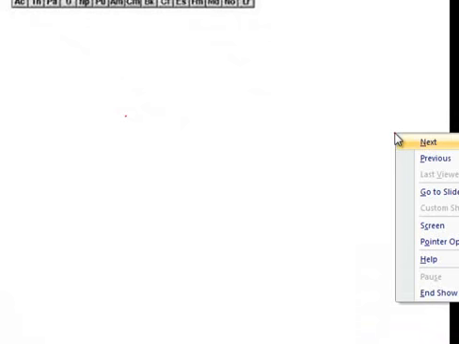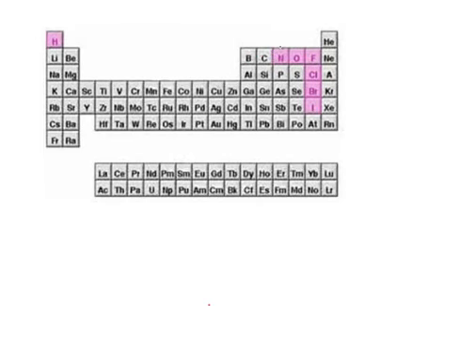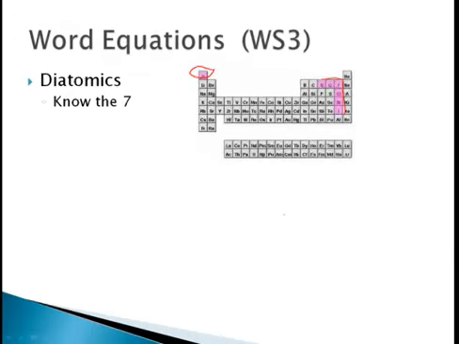Okay, in this podcast we're going to talk about word equations. A few things we need to keep in mind when we're doing that. The first thing is we need to pay attention to diatomic elements. You need to know that there are 7, and remember on the periodic table they form a 7. Nitrogen, oxygen, fluorine, chlorine, bromine, iodine. Those are 6, and they point to the 7th, which is hydrogen.